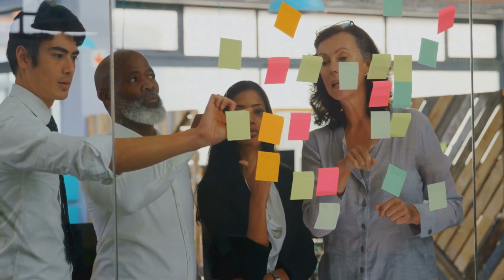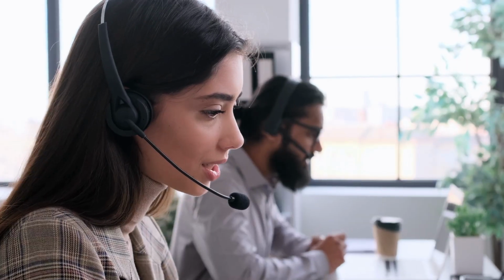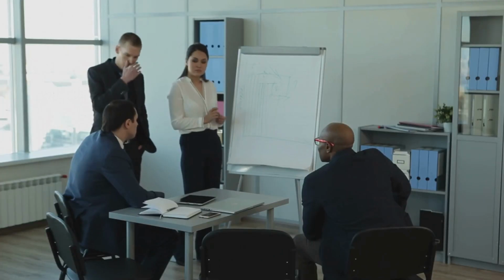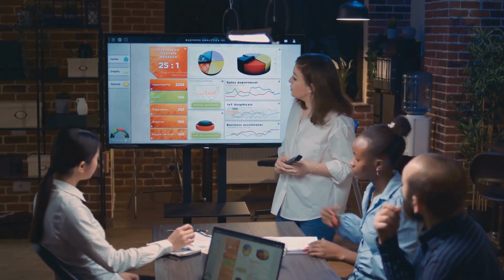Lean Six Sigma isn't just a set of tools, it's a way of thinking. Always put the customer first. Always look for continuous improvement. Make data-driven decisions, not gut-based ones.